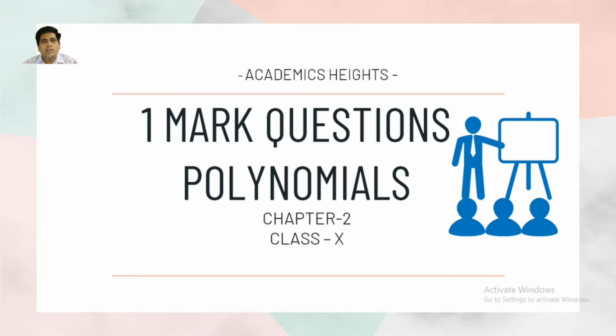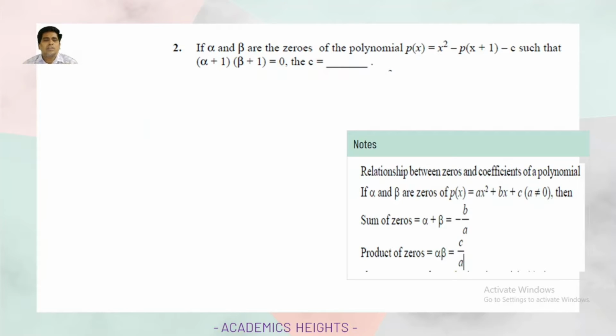So we are solving short answer type questions from Polynomials, chapter 2, class 10th. So this is the question we have. If alpha and beta are the zeros of the polynomial p of x is equal to x square minus p into x plus 1 minus c, such that alpha plus 1 into beta plus 1 is equal to 0, then c is equal to how much? So this is the question based on sum of the roots and product of the roots.